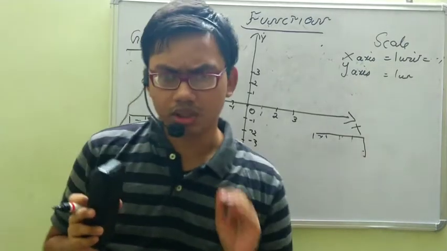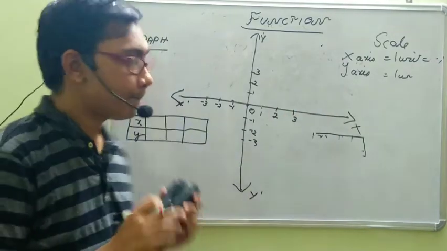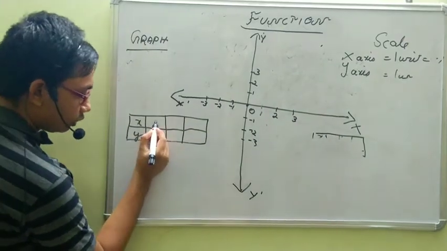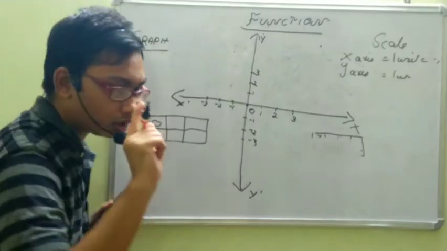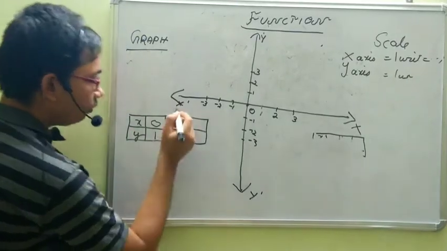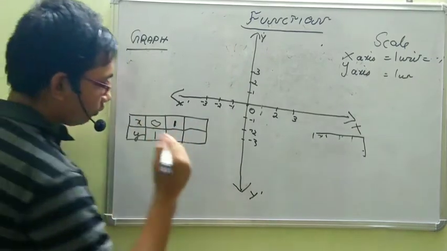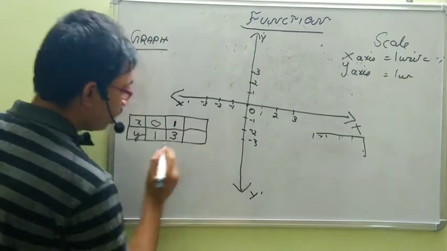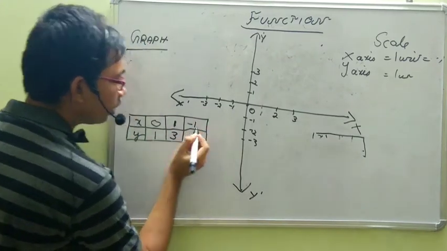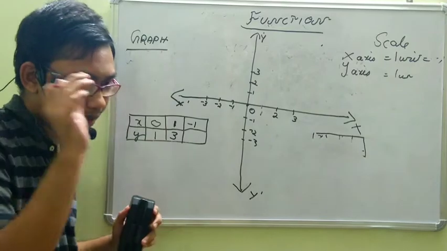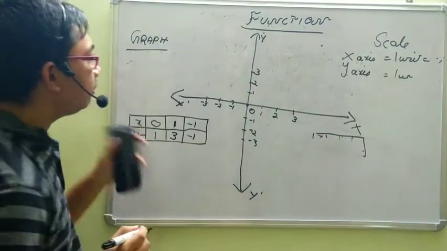What we will do here is find the value of y corresponding to x. First we are substituting x is equal to 0. So what will be y? 2 into 0 plus 1. That will be 1. Now we are substituting x is equal to 1. What will be y? 2 into 1 plus 1, 3. Now let us take one negative value. x is equal to -1. 2 into -1, -2 plus 1 is equal to -1. So these will be the values.